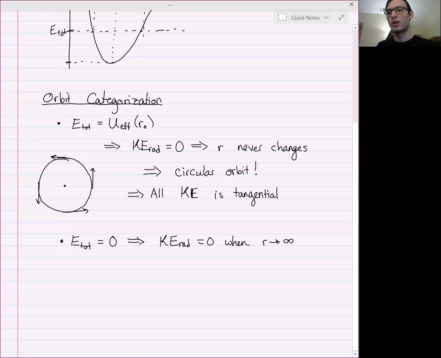Sorry, when r is infinitely large, i.e. when the object is infinitely far away from the object it's orbiting. And so this is, in a sense, what it means to escape in orbit.